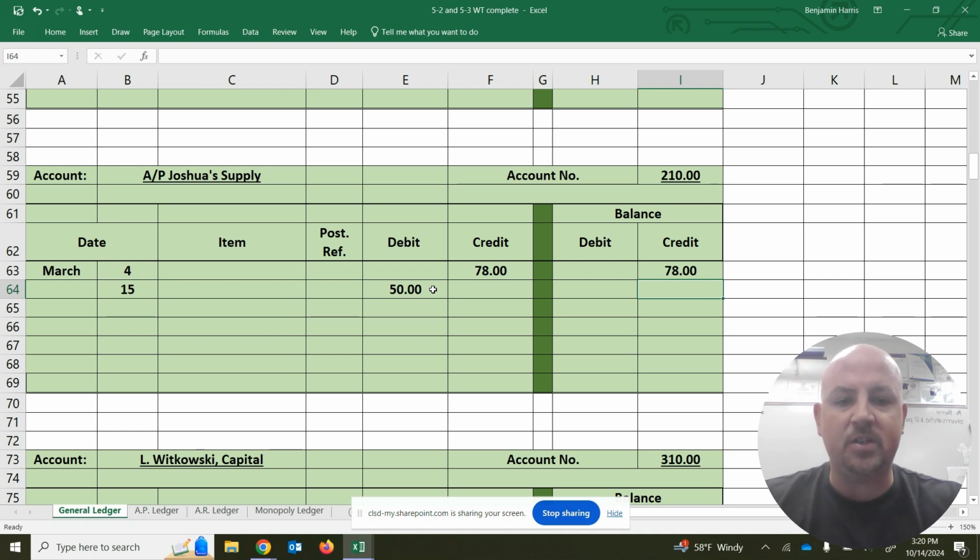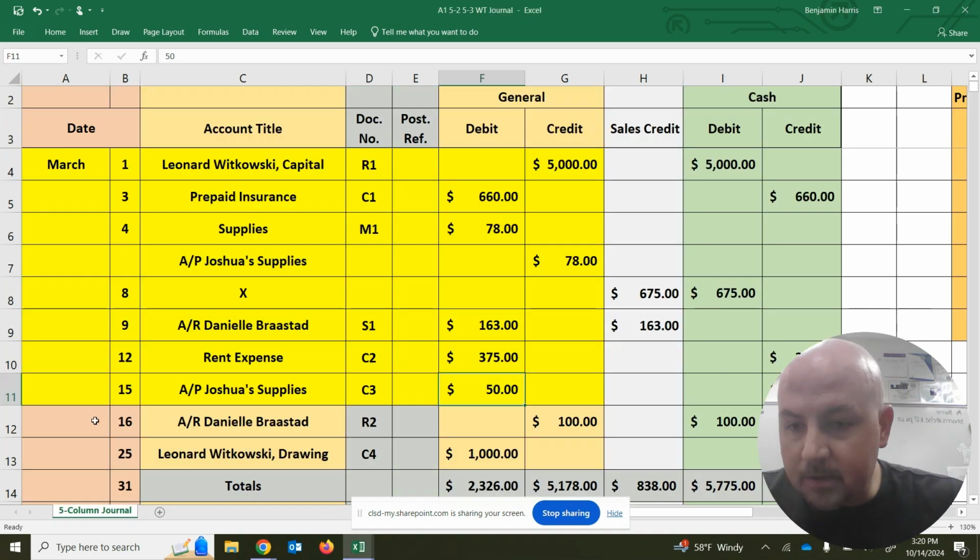Whenever we have unlike terms in the accounting world, we're going to subtract them. So 78 minus 50 is 28, and that would make sense. We owed them $78. We came in on the 15th with $50. We still owe them $28. That's our current amount as of March 15th. There we go.